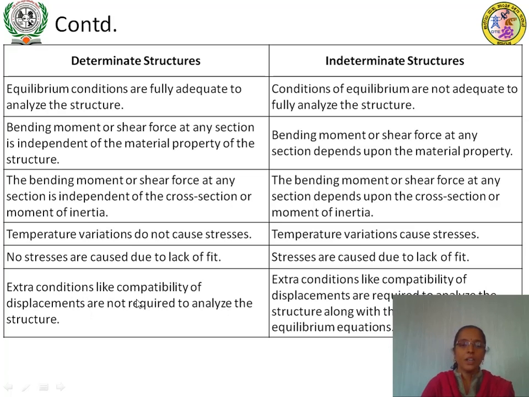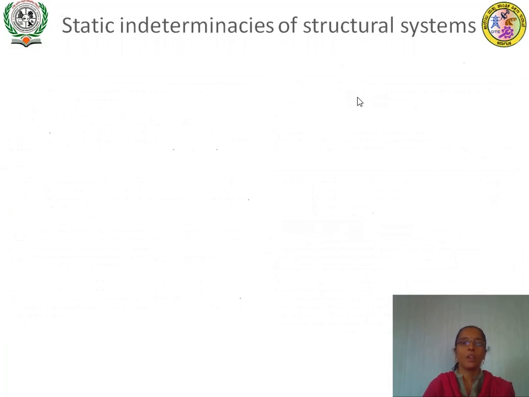Extra conditions like compatibility of displacements are not required to analyze a determinate structure, whereas in an indeterminate structure, compatibility conditions are required to analyze a given structure along with the equilibrium conditions. So these are the differences between determinate and indeterminate structures.